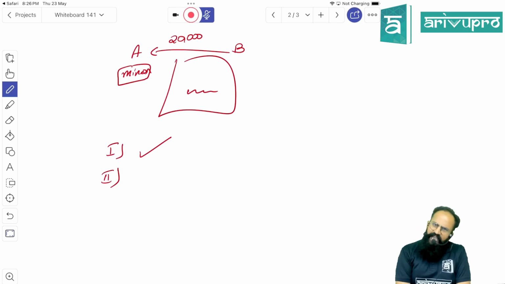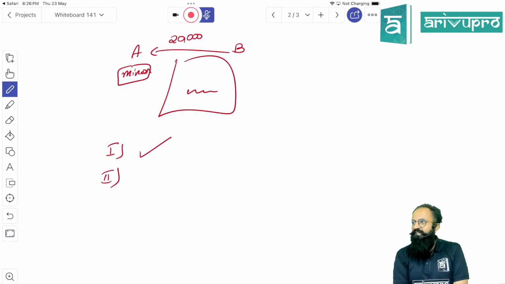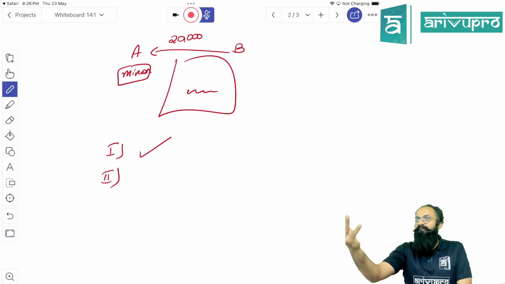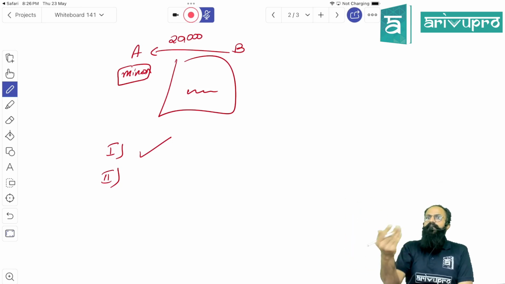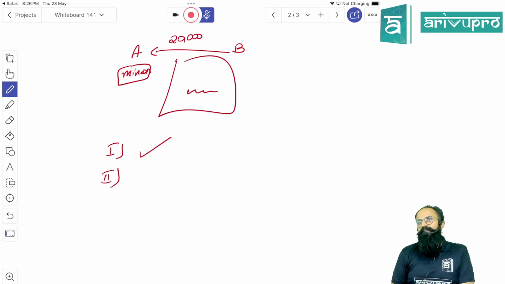Second scenario, same scenario, but this time the minor deceived to be a major and borrowed the loan. Meaning, he told B that I am a major and he borrowed the loan. Imagine I took a PAN card and edited it. Fraud or cheating? Now tell me, can B recover the money or not? Because it is clear, you cannot recover the money.